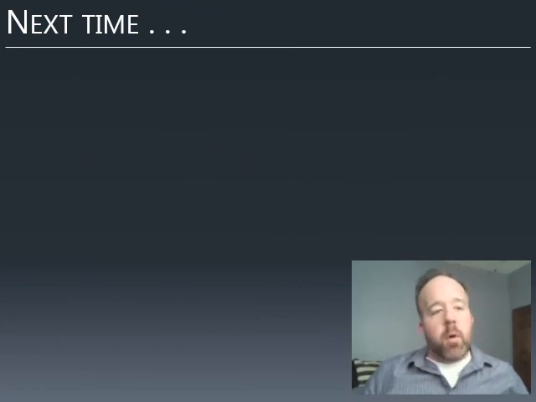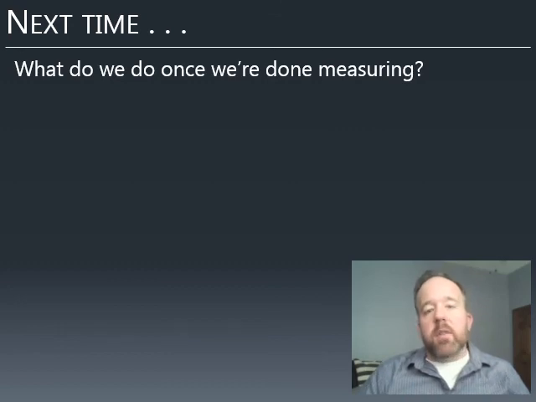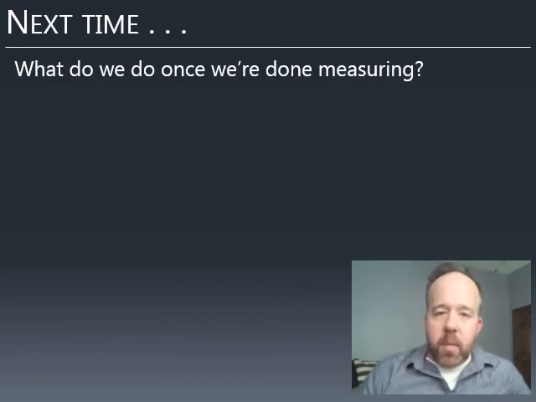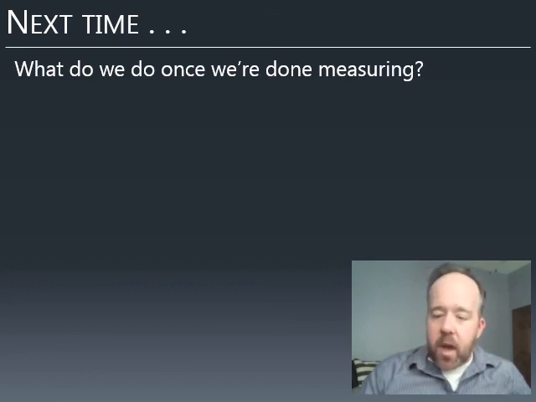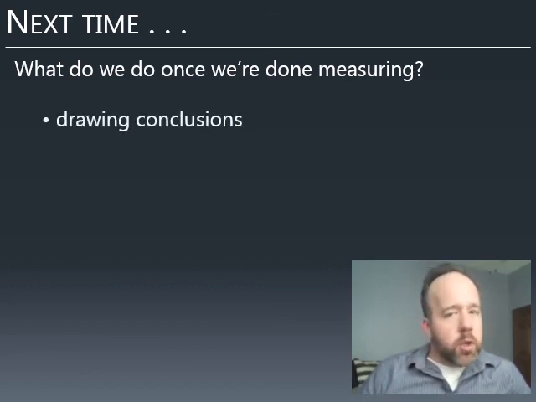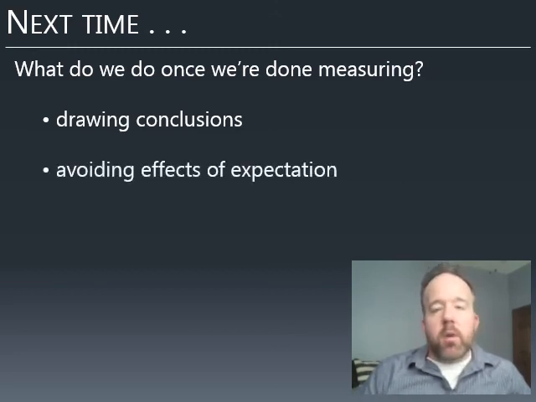Okay, so that will do it for this lecture. Next time, we're going to continue our discussion of the science of psychology, and we're going to ask, what do we do once we're done measuring? So we've already started that. We've talked about correlations. We started talking about experiments. And then we're going to follow this up next time with how we draw conclusions from our data once we've collected it, to make sure that we don't draw wrong conclusions or conclusions that aren't warranted by what the data say.